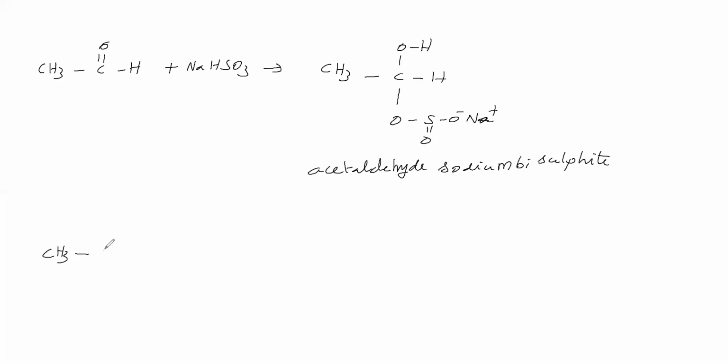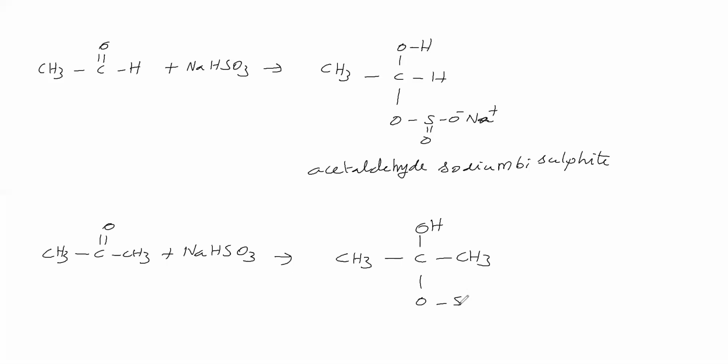Now we will take acetone with sodium bisulfite, NaHSO3. So what we will get is CH3, C double bond O will become single bond O, and this O we will make as OH. Here O, S double bond O, O minus, Na plus. This is called acetone sodium bisulfite.